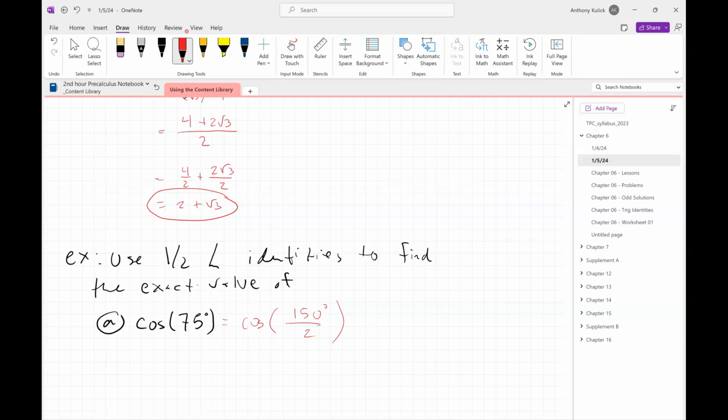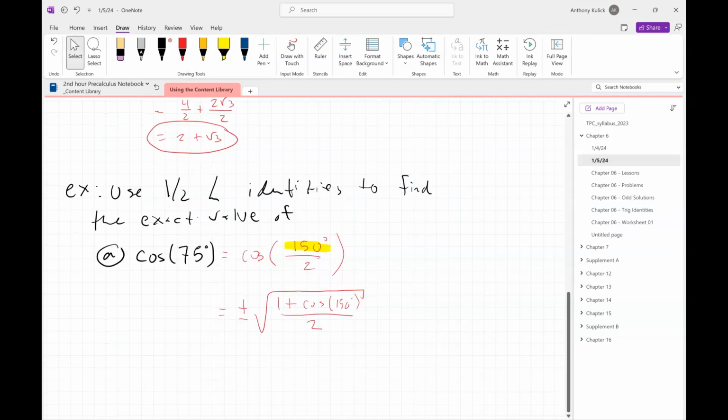Now I'm going to look at page 2 of my identity sheet, look at my half angle identities, find the one for cosine. So that's going to be plus or minus. And then what is x in this case? Everybody okay here? All right.